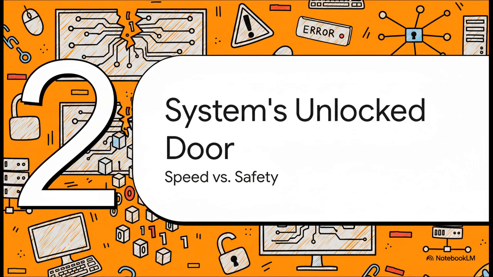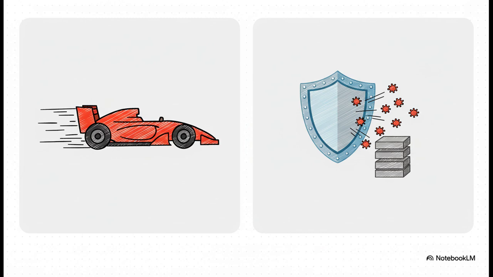Okay, so to understand the crime, we have to understand the unlocked door. This vulnerability isn't really an accident. It's actually a consequence of a huge design choice made decades ago. A trade-off, really, between raw, blistering performance and built-in safety. This right here lays out that core conflict perfectly.